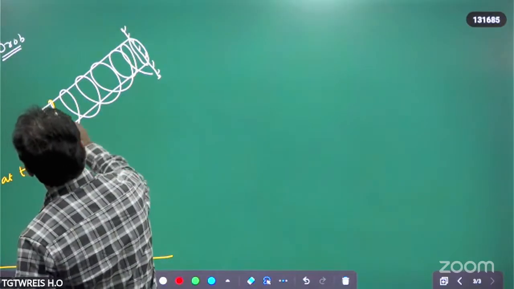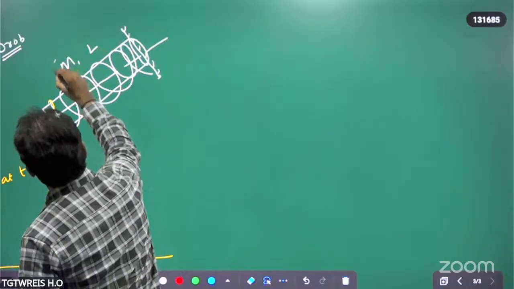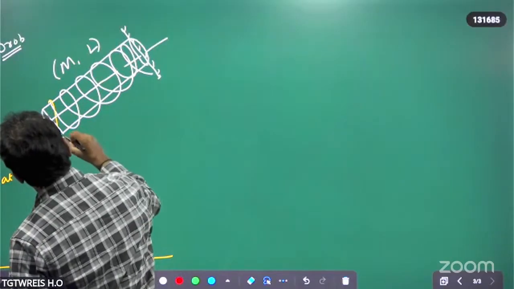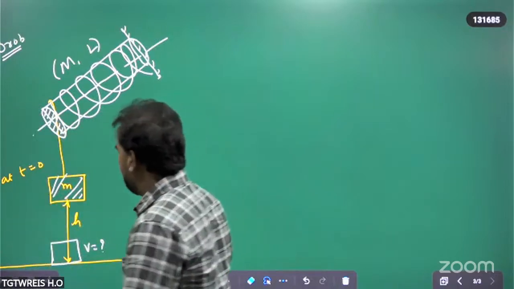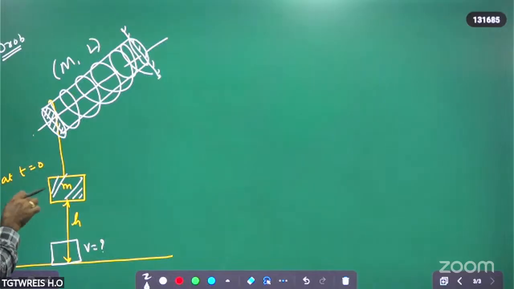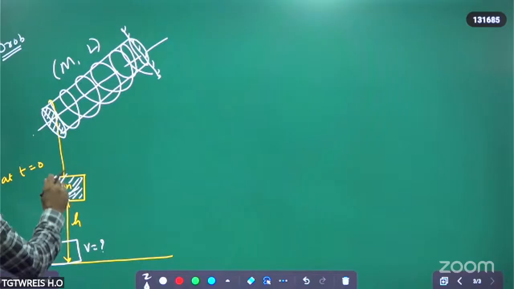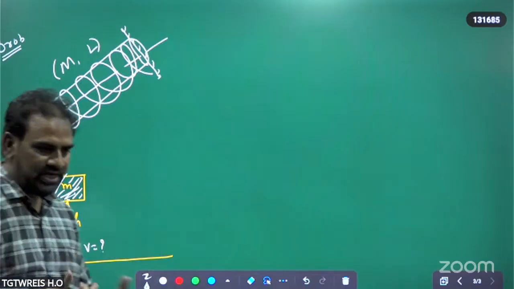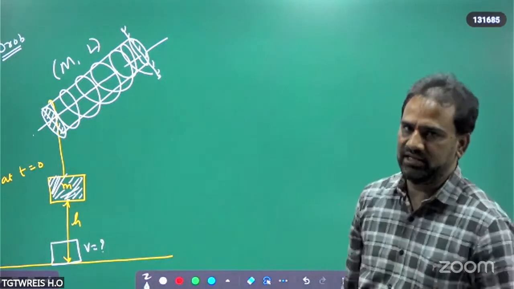Let's take this cylinder of mass capital M and length L. This is mass M and length L. When it is released, the cylinder rotates like this. Before release, the block possesses only potential energy. After release, it will have kinetic energy as well as rotational kinetic energy. Is it clear?